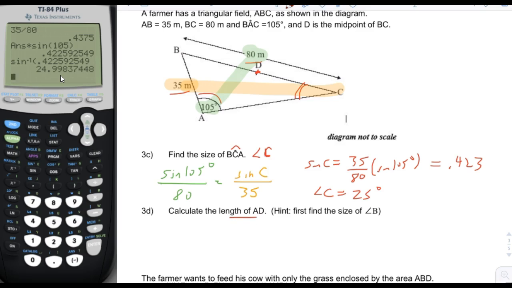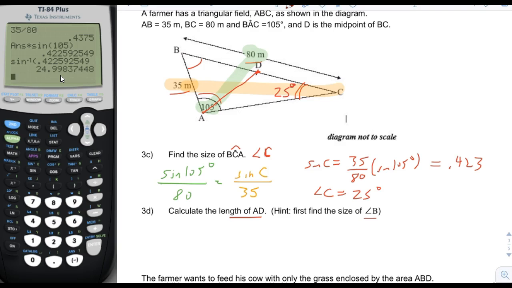It says to calculate the length of AD. What's AD? AD is from this point to point D. So it's that line there. And we're going to find the length of AD. I'm going to give you a hint here. The hint says find the size of angle B. Angle B is here. So we know that angle C now is 25 degrees. So how can we figure out angle B?